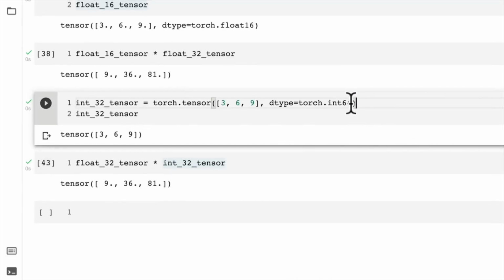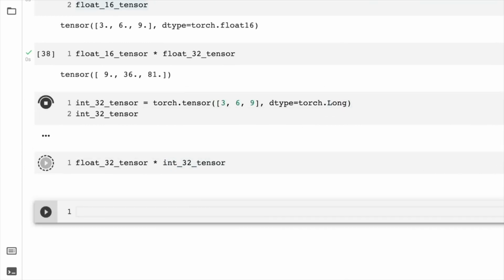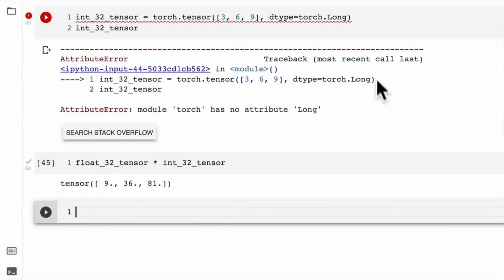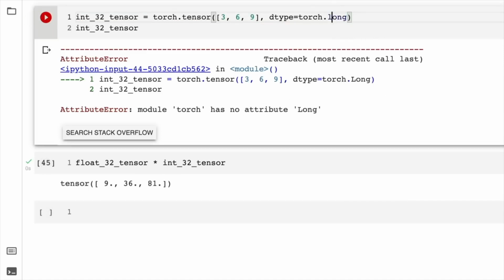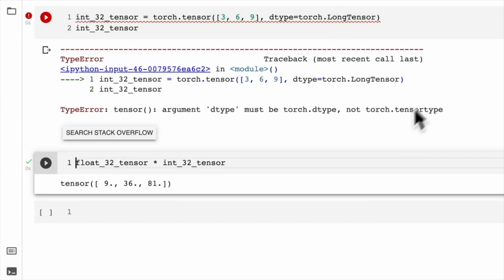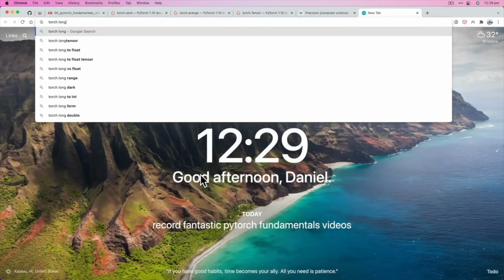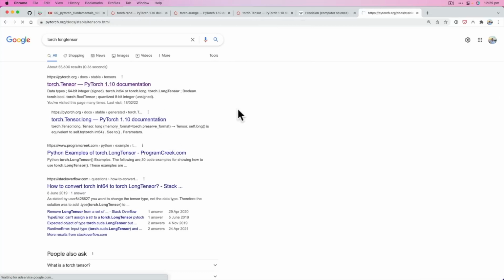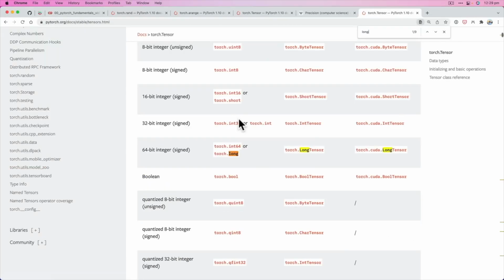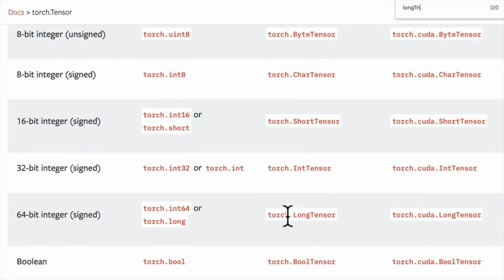What if we do a long tensor? Torch.long. Is this going to still work? Torch has no attribute called long. That's not a data type issue. I think it's long tensor. Does this work? dtype must be torch dtype. Torch long tensor. I could have sworn that this was... torch.tensor. Oh, there we go. Torch.long tensor.